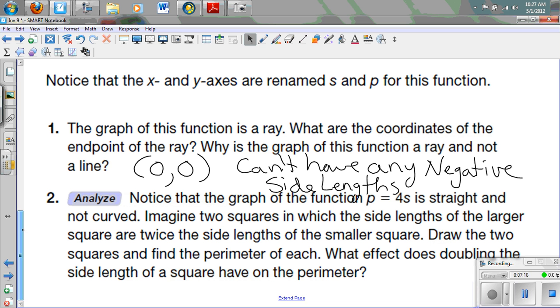It says, notice that the graph of the function p equals 4s is straight and not curved. And so these are all straight lines we're going to be talking about today. It says, imagine 2 squares in which the side lengths of the larger square are twice the side length of the smaller square. Draw the 2 squares and find the perimeter of each. What effect does doubling the side length of a square have on the perimeter?